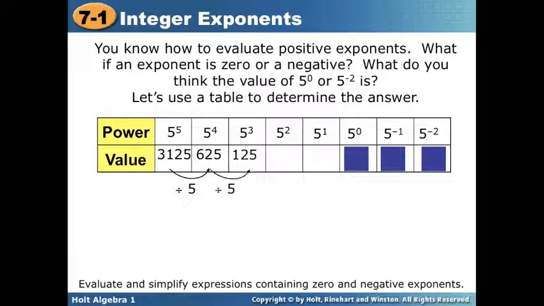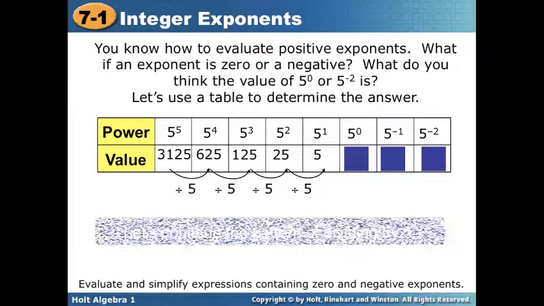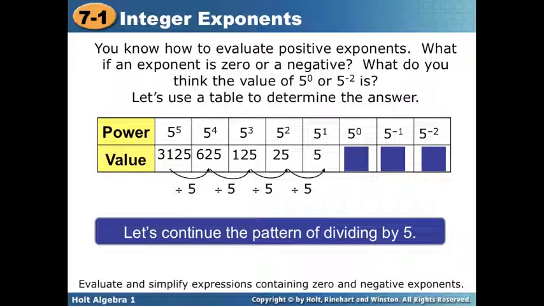So if we continue, 5 to the 3rd is 125. Again, dividing by 5, we see a pattern. 5 squared is 25. 5 to the 1st is 5. If we continue the pattern of dividing by 5, 5 to the 0 power would be 1, which our exponent properties tell us is true. Anything to the 0 power is 1.